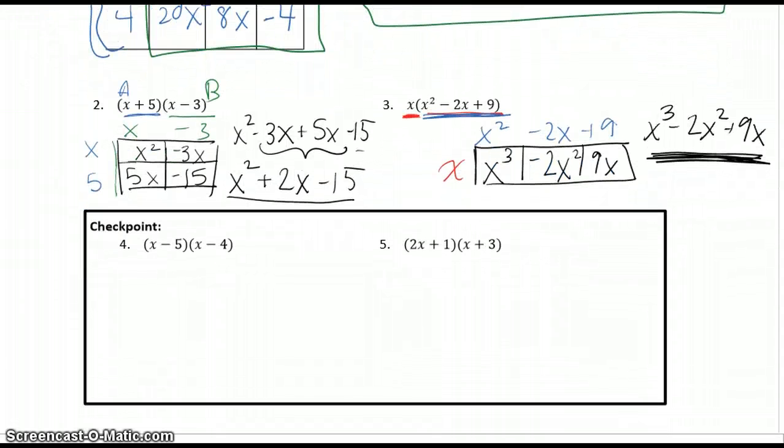There are checkpoints number 4 and 5 that you can try on your own using a table.